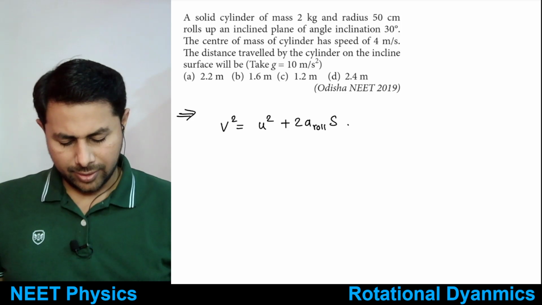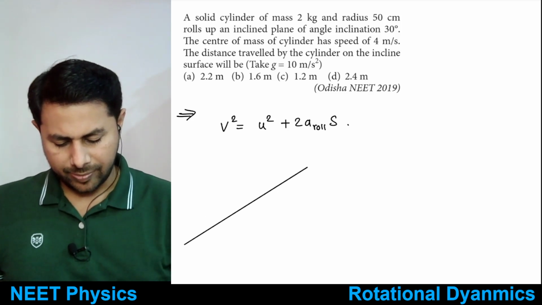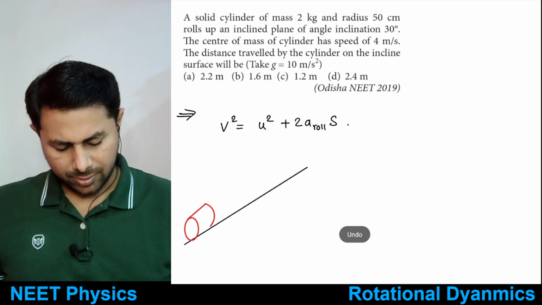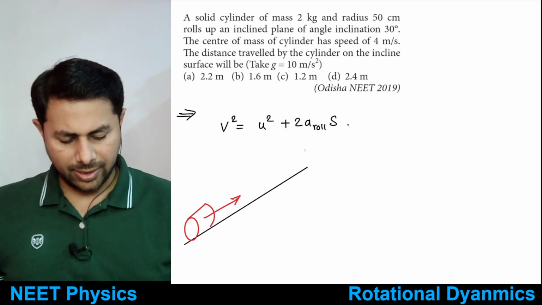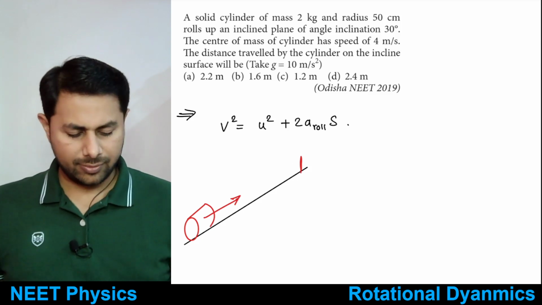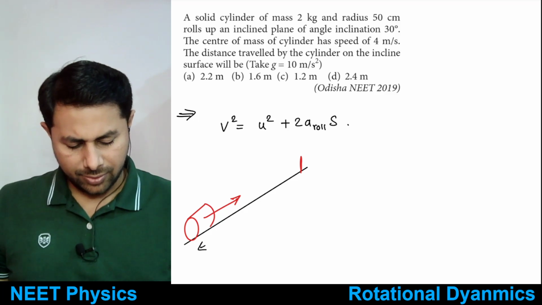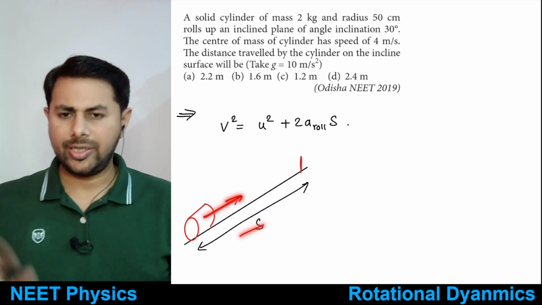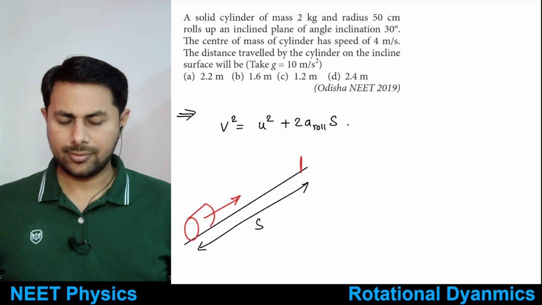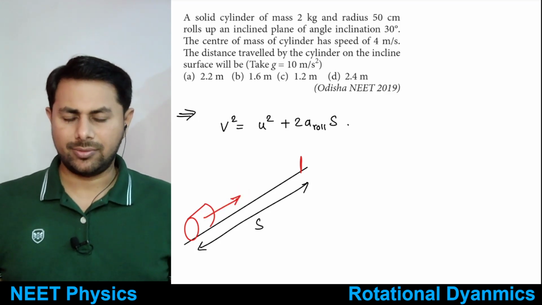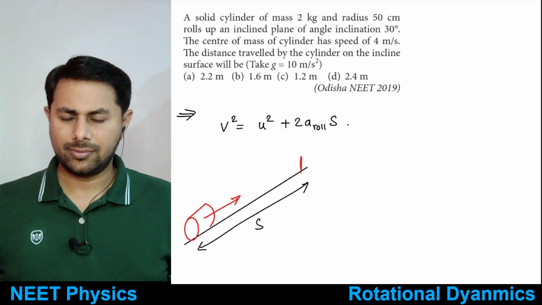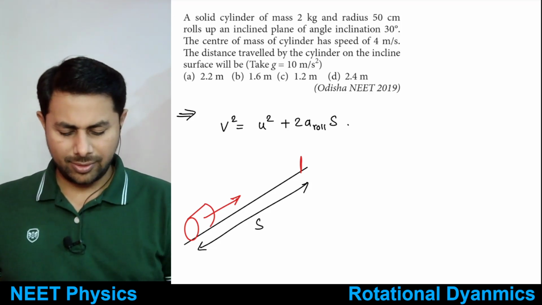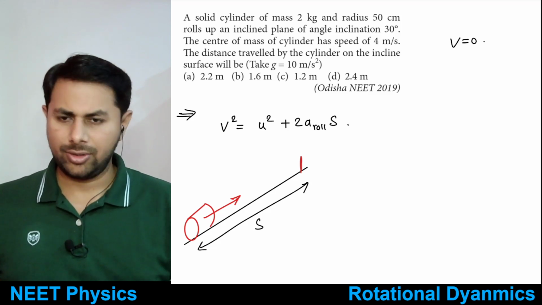Okay, so this is a solid cylinder which rolls up like this, and it reaches, suppose, till this height. So it covers distance equal to s. S is the distance covered. What would be its acceleration? Will it be positive? Will it be negative? Negative, right? It is rolling up, so acceleration would be negative. Okay, so final velocity is 0, u is given.